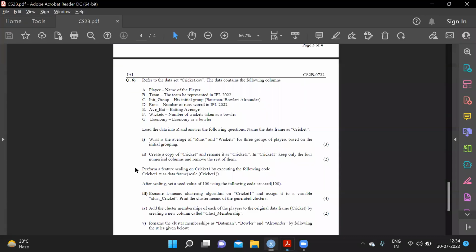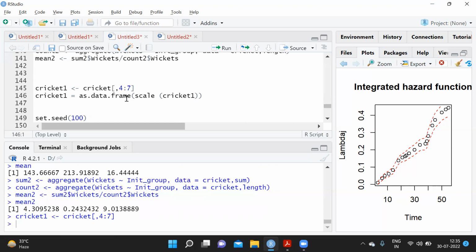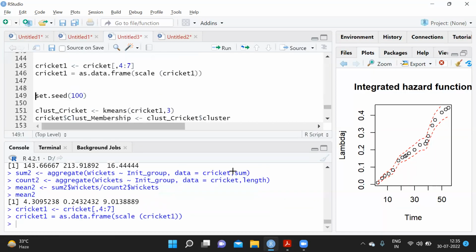Then they've told us to create a copy of cricket and rename it as cricket 1, and in cricket 1 keep only the 4 numerical columns and remove the rest. Cricket 1 is equal to cricket of 4:7, that is only the 4 numerical columns, the last ones. And then they've told us to run the following feature. This code they've given and we just need to run this.